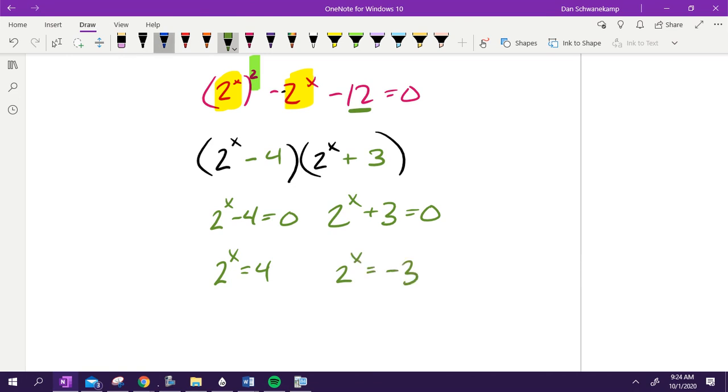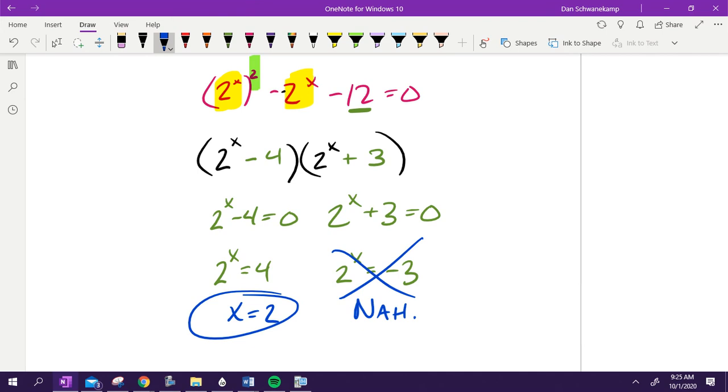We're setting it equal to 0 and we're solving. 2 to what power gets me 4? 2. X is equal to 2. 2 to what power gets me negative 3? That can't happen. Show me with your arm. What does 2 to the x look like? When does it get negative? Never. It's at 0 or it's above 0. So this thing can't happen. My answer is just 2.